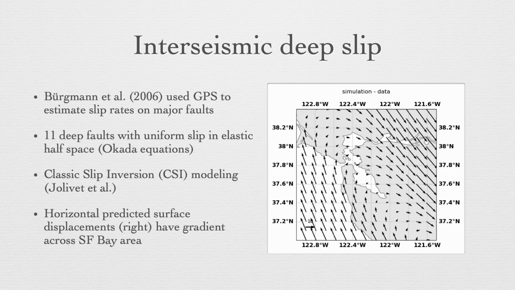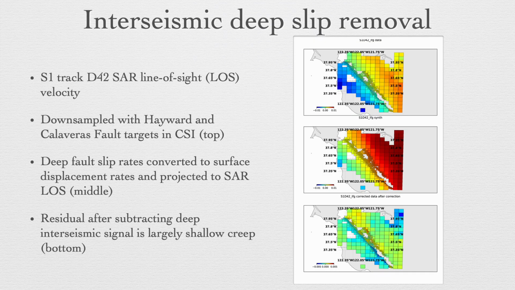I used a fault slip model to model the interseismic slip by putting deep faults slipping uniformly at depth and locked in the upper 12 kilometers based on the Bergman et al. Geology 2006 paper. This map shows the predicted horizontal surface displacements from that deep slip model. To more efficiently work with the Sentinel-1 InSAR data, I downsampled it with a scheme that optimizes the resolution of the slip on the Hayward and Calaveras faults.